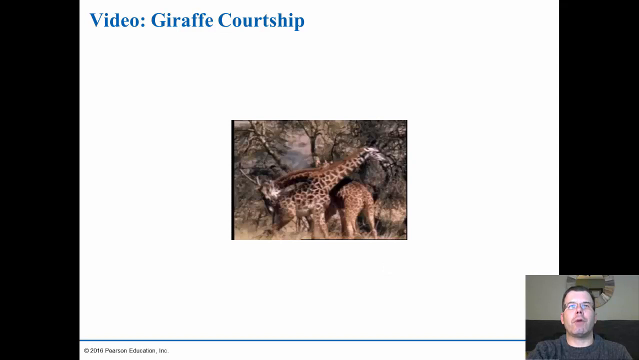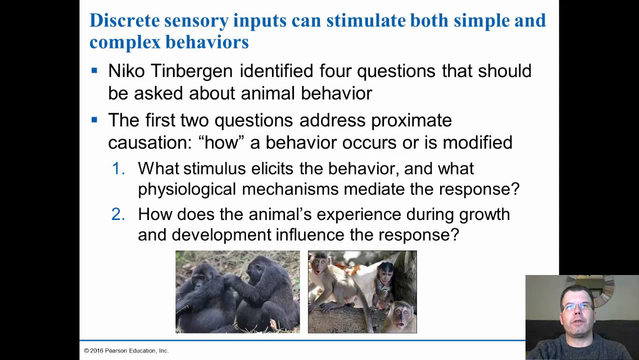And then we'll show you the giraffe courtship. Again, a lot of times it has to do with their necks and the intertwining, but you can see this video here and see how giraffes do it. So not only birds, but also mammals display courtship behavior. And we'll talk more about these types of behaviors later on in the lecture itself.